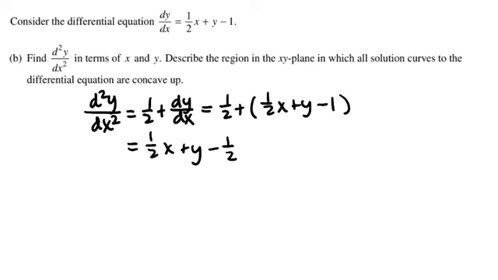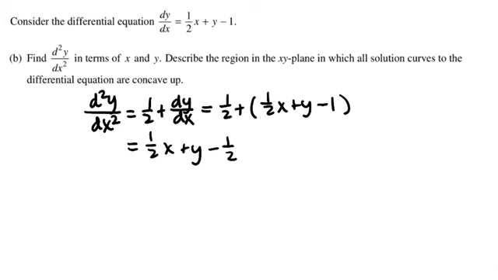Okay, so I took the derivative of both sides with respect to x. I got 1/2 plus dy dx, and then I substituted for dy dx to satisfy this requirement in terms of x and y only. And then I combined the -1 and the 1/2 because maybe that will help later on.